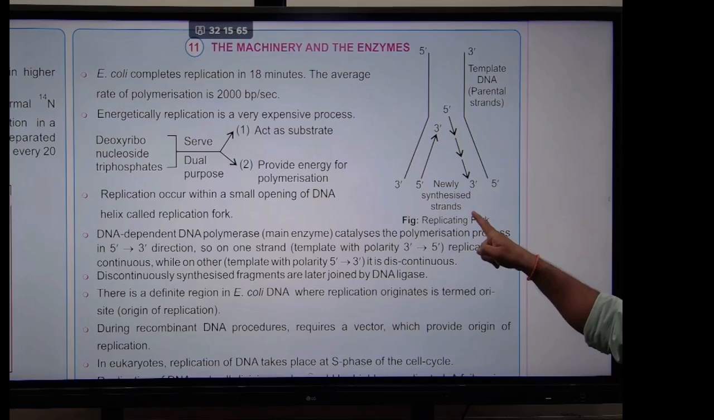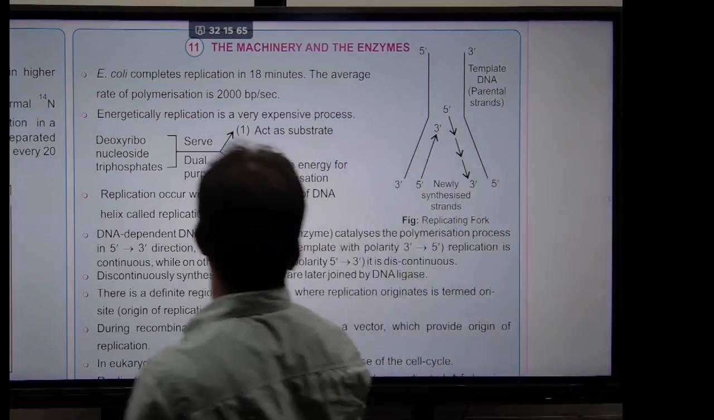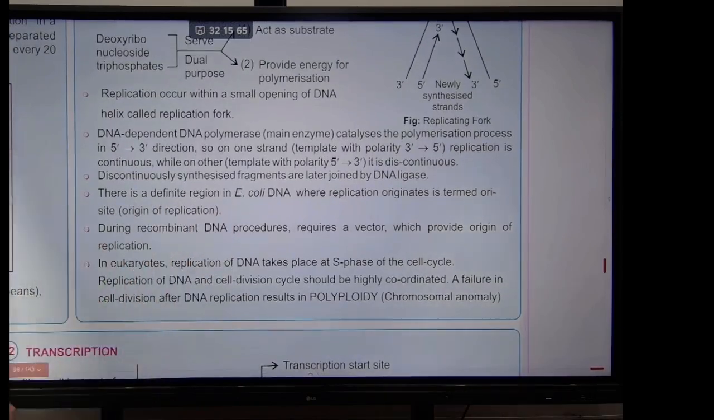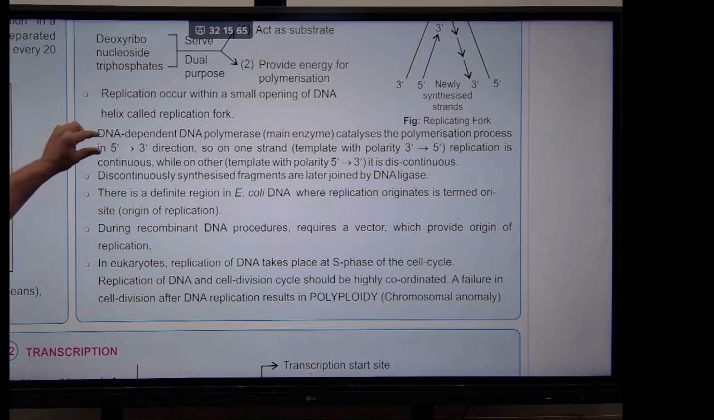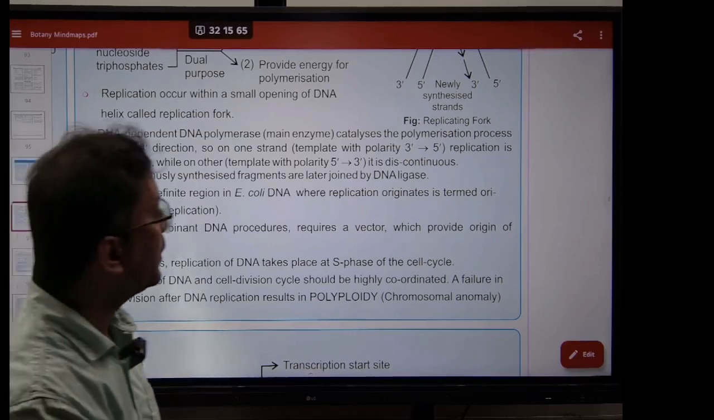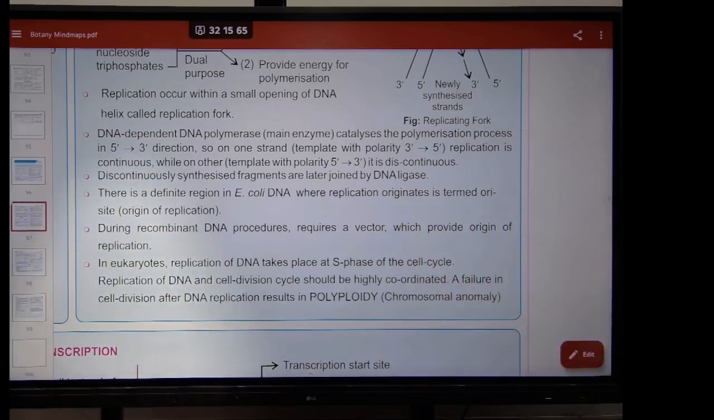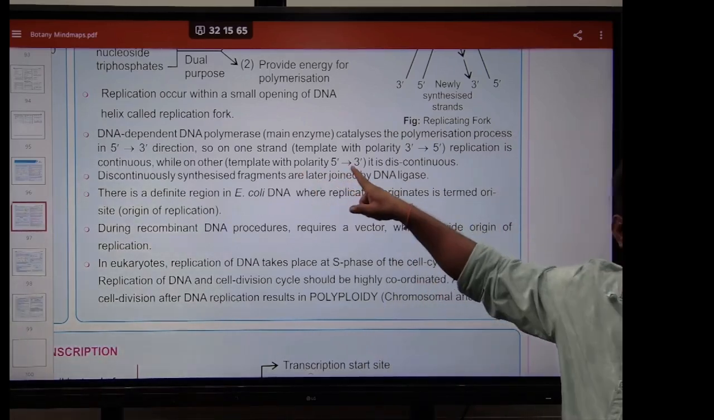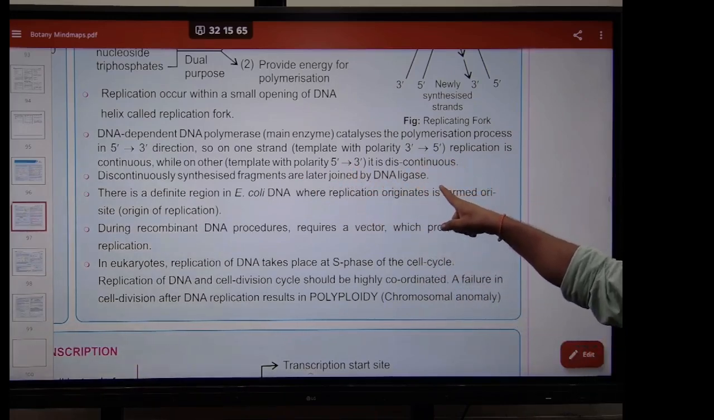the other strand. So here you see the enzyme which is required to perform the replication is called the DNA dependent DNA polymerase. It uses the DNA as a template and it polymerizes the nucleotides. That's why the name DNA dependent DNA polymerase, which catalyzes the polymerization process in 5' to 3' direction. So on one strand with the template polarity of 3' to 5', replication is continuous, while on the other with the template polarity of 5' to 3' it will be discontinuous.